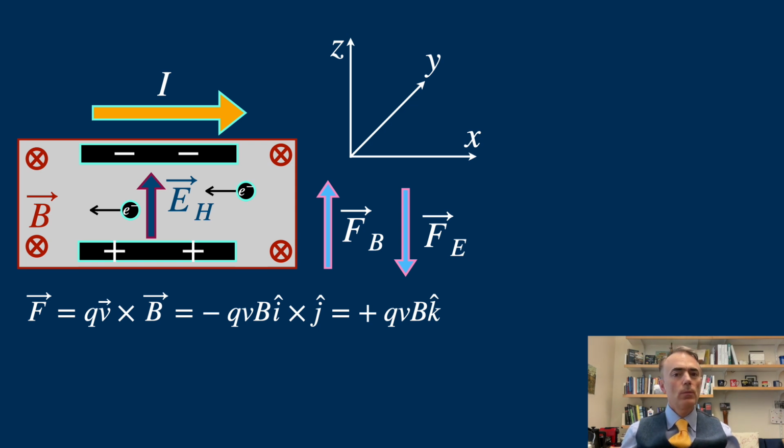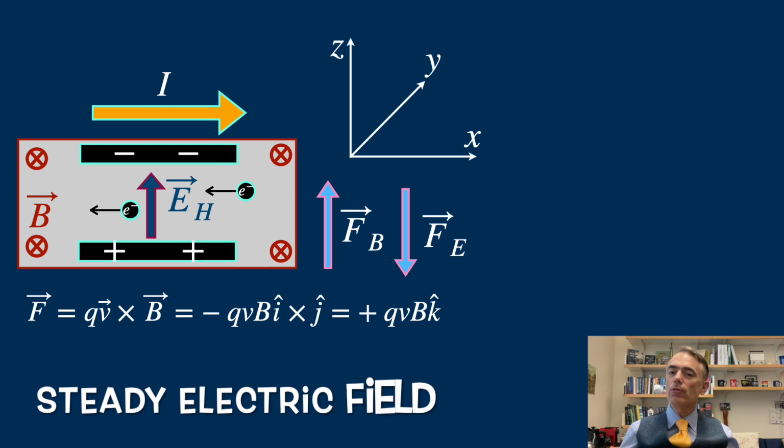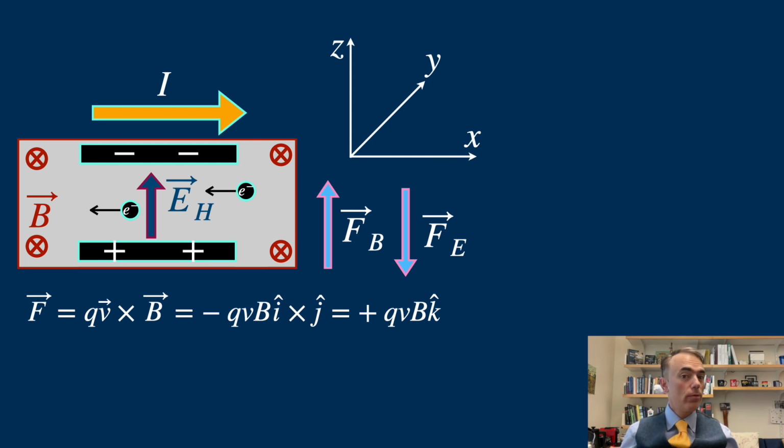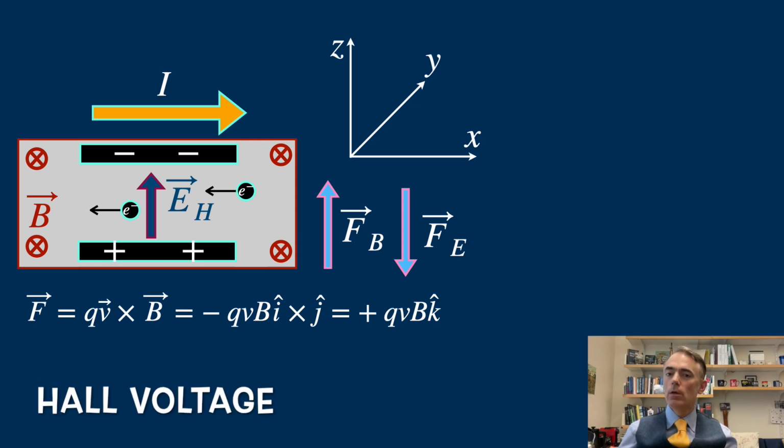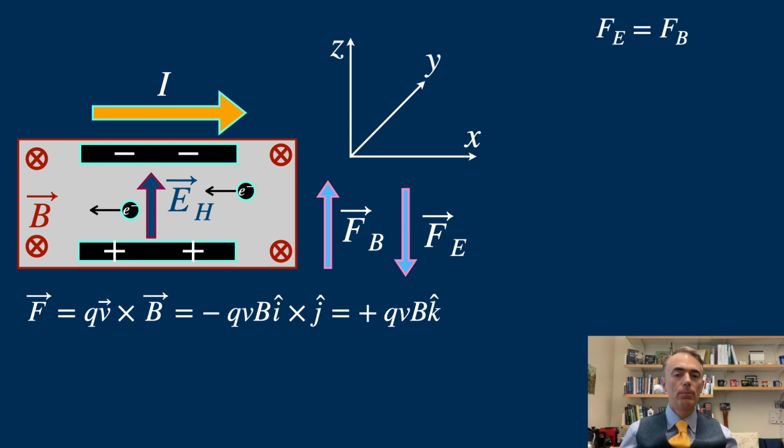The result? We have a steady electric field across the width of the conductor, perpendicular to both the magnetic field and the current. This electric field leads to a voltage difference across the conductor, which we can measure as the Hall voltage. The Hall voltage, V sub H, can be calculated if we know a few details about the system.